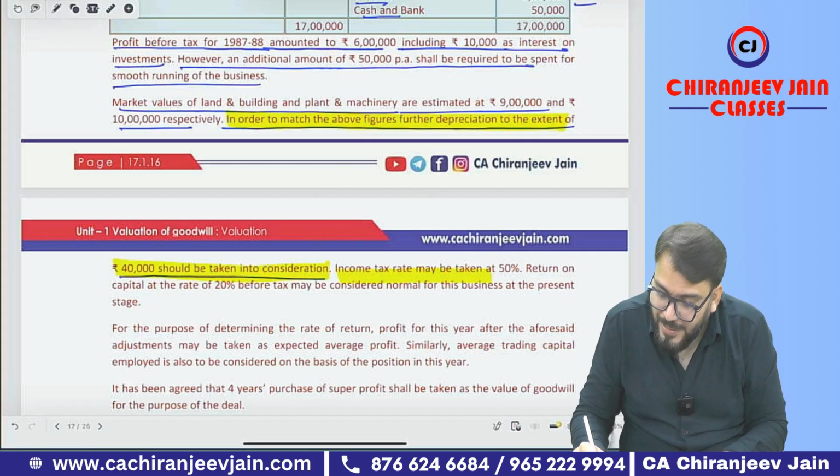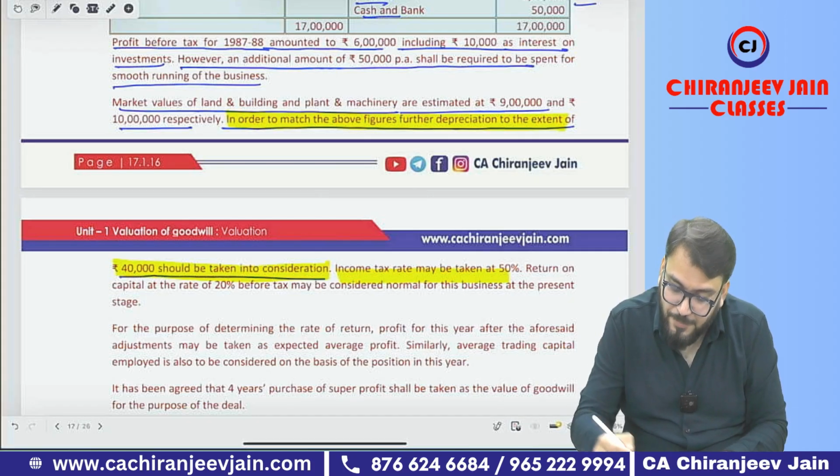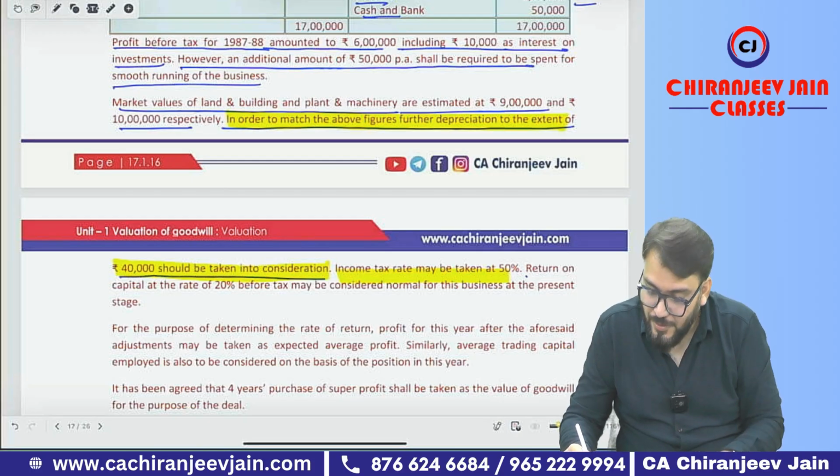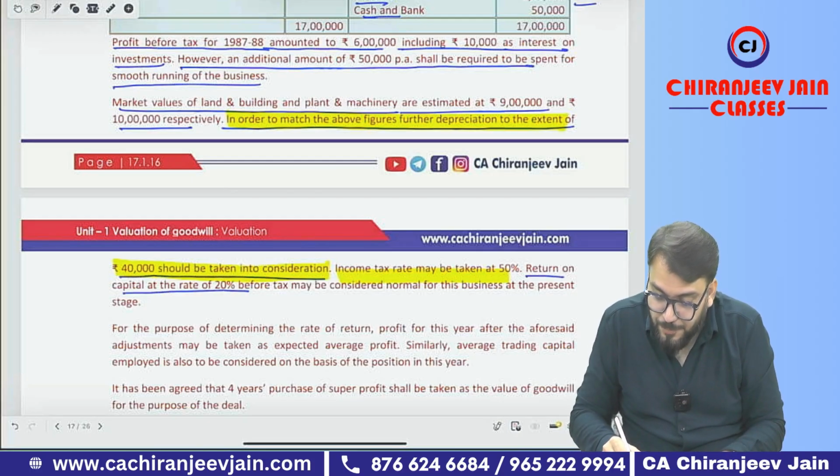Income tax rate may be taken at 50%. Of course, they have given the future tax rate. Return on capital employed is 20% before tax, which may be considered normal for the business at present stage.